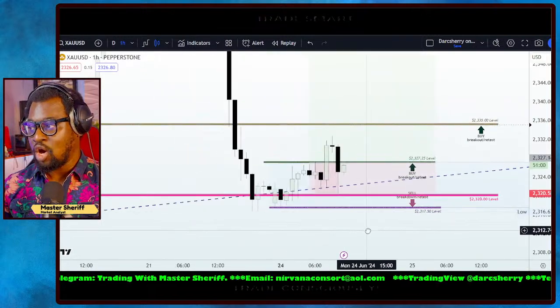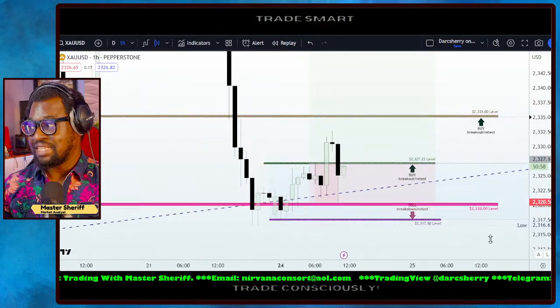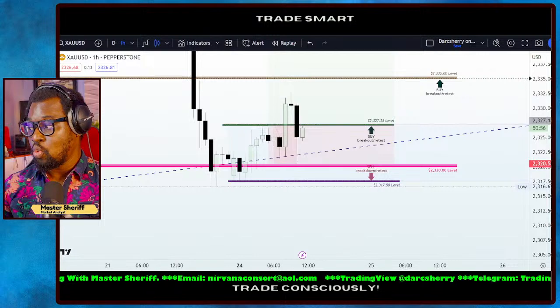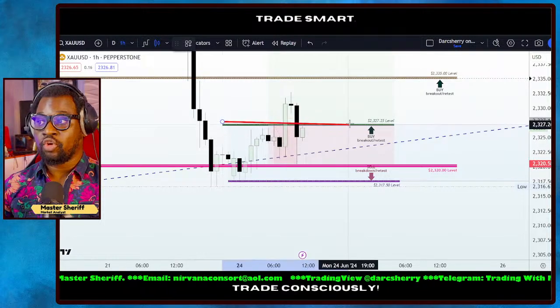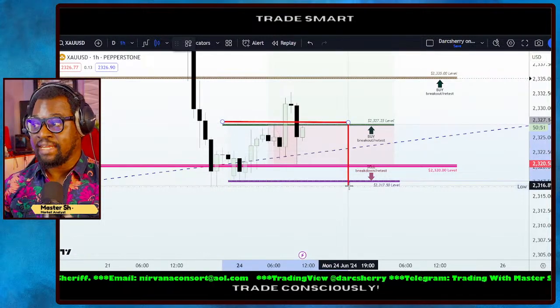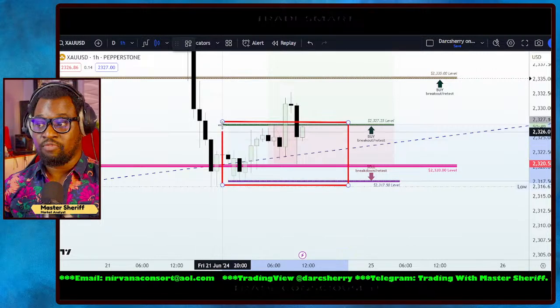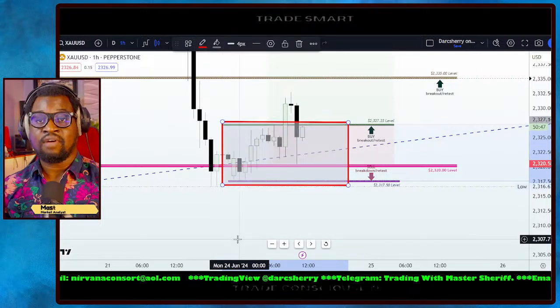So our center of focus is between that range bound structure, where the direction of the breakout will give us an idea of where price action will be going, at least for the first half of this week.